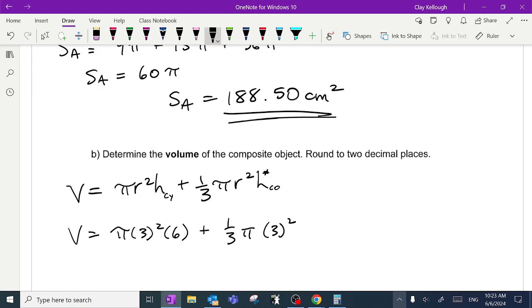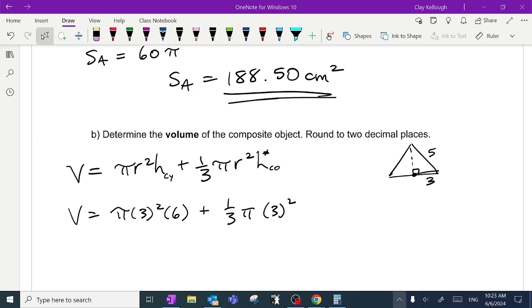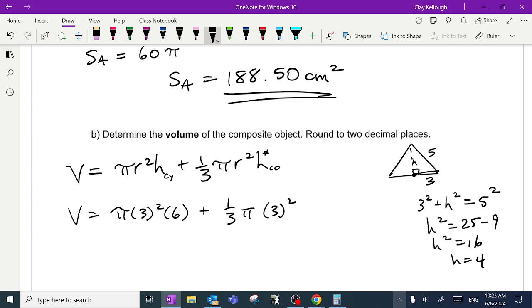So let's see. The cone has a 5 here. The radius here is 3. Oh, this one you can do without calculating. 3, blank, 5 is a Pythagorean triple. Yeah, 3, 4, 5. If you need to see the work, 3 squared plus h squared equals 5 squared. H squared is equal to 25 minus 9. H squared equals 16. H equals 4.